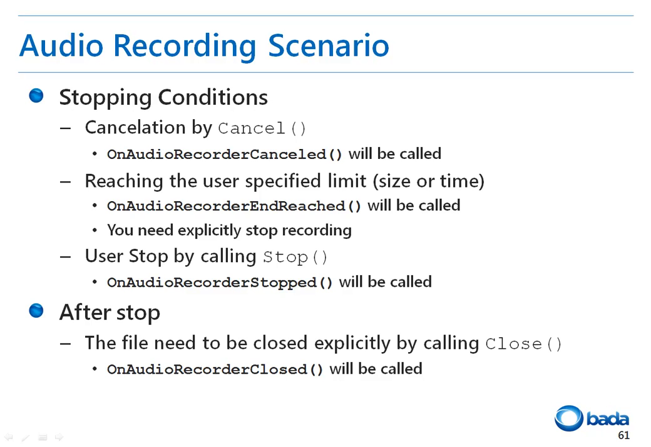Sometimes the stop function can be called in the middle of the recording. In this case, the OnAudioRecorderStopped function is called. And if the recorder completely stops, we have to call the close function of the recorder in order to close the audio file. If this function is called, the OnAudioRecorderClosed function of the listener object is called.